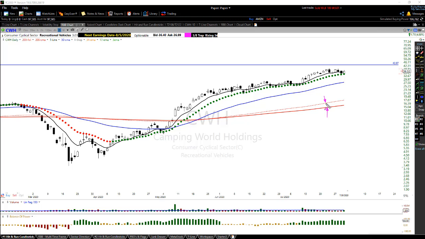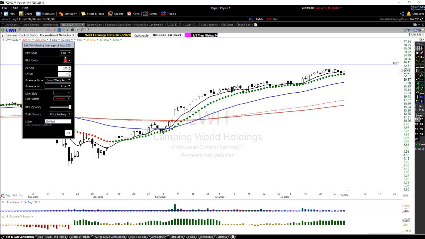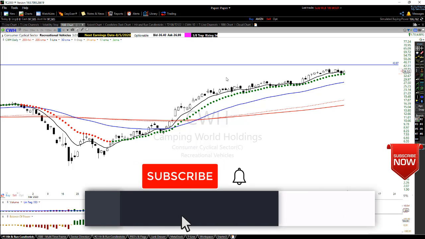And for those that don't know what that is, it is simply the 200 period moving average. It is front weighted versus simple or exponential. And it's also the average of the low versus the last price, which is normally what people put it on. But I have it marked on the low. And we call that the dotted deuce.